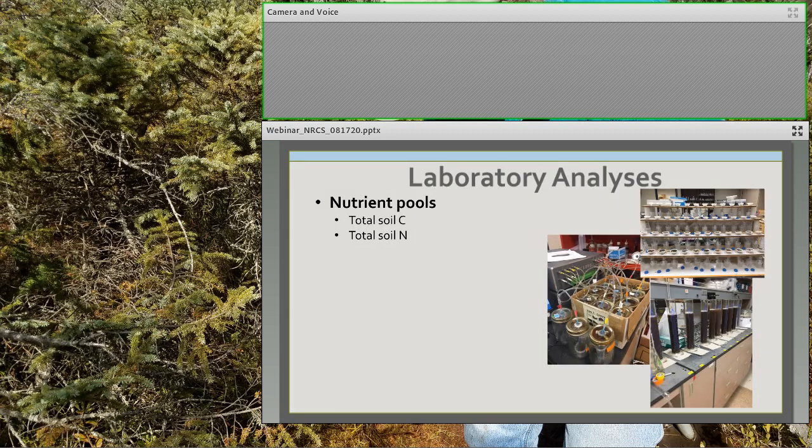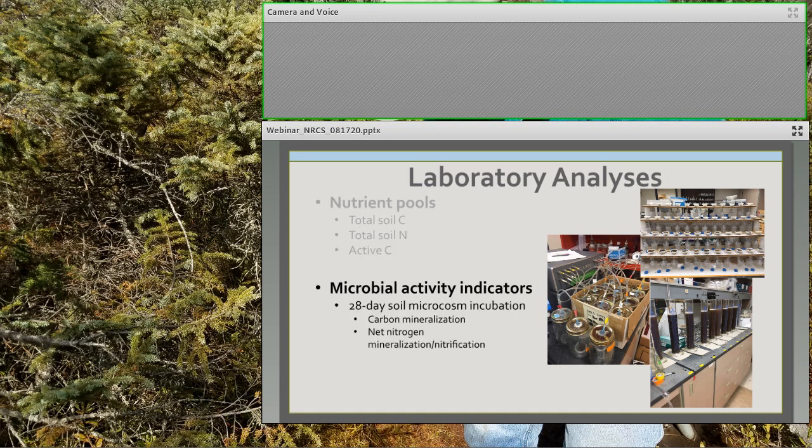For our laboratory analysis, we measured total C and N by dry combustion. We measured active carbon by oxidation with potassium permanganate. To look at some microbial activity indicators, we set up a 28-day soil incubation, which measured C mineralization, net N mineralization, and nitrification over the course of that period. C mineralization was measured as soil respiration, and N mineralization was measured as the change in both nitrate and ammonium.